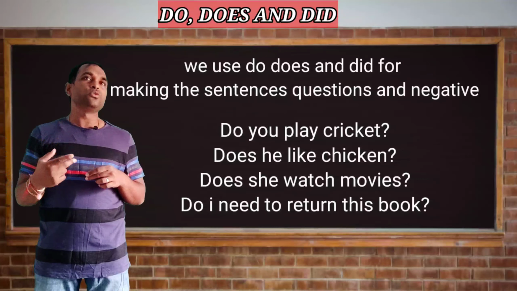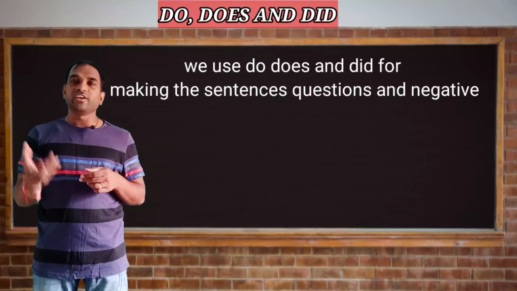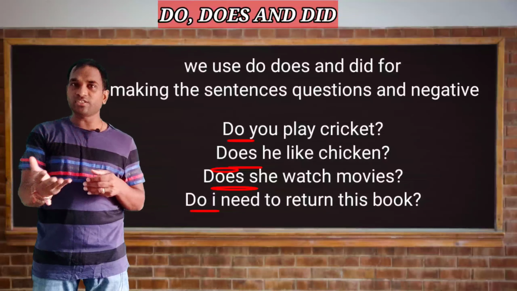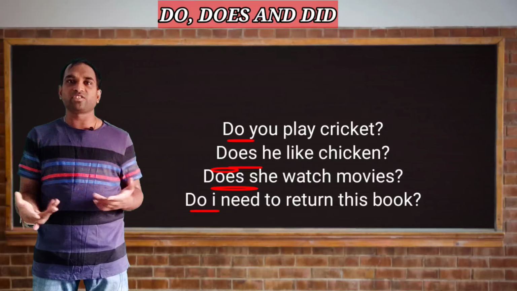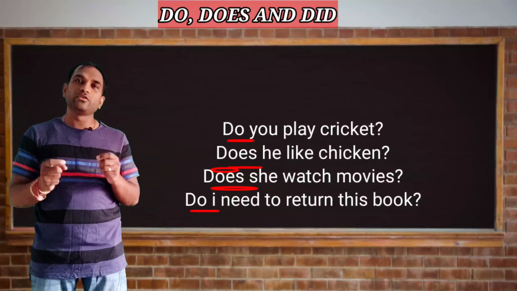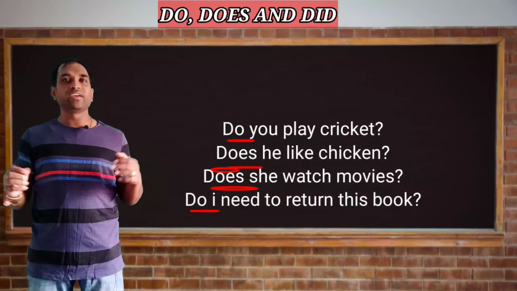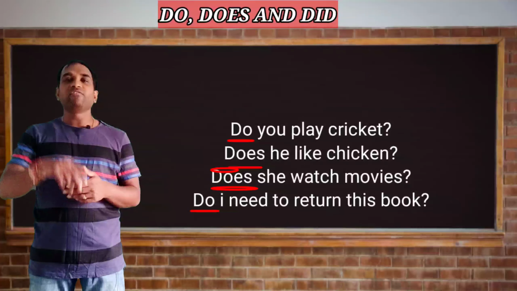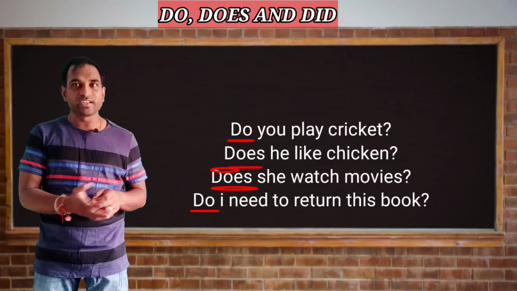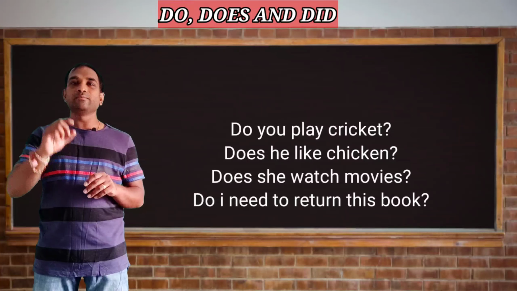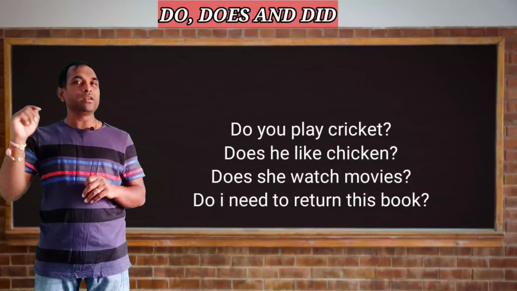Here I use do and does in my sentences in order to make the sentences questions. Yes or no? They sound like questions. Just because I used do and does at the beginning of my sentences, they became questions. And we use them for framing negative sentences also in the simple present tense and simple past tense.